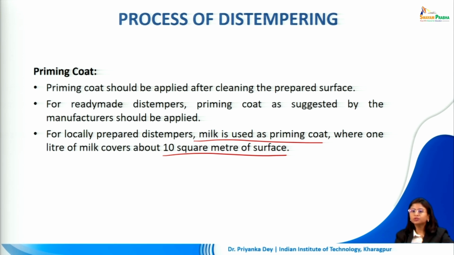So, if we know the total surface area of the wall that we have to paint, based on that we can purchase the amount of milk required if we are dealing with locally prepared distempers and we need milk as a priming coat. But of course, if you are dealing with ready-made company provided distempers, they are going to be giving us instructions about their priming coat along with the product.